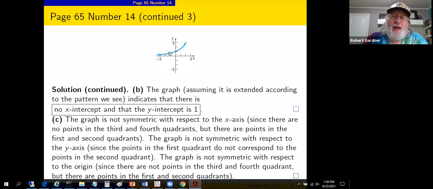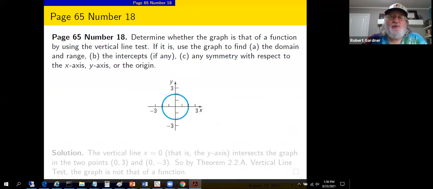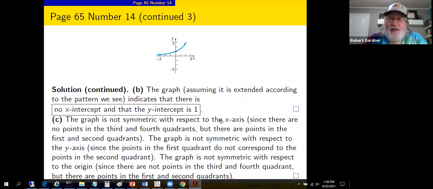Also, whatever happens here in the second quadrant, there would have to be corresponding behavior down here in the fourth quadrant, and there's nothing in the fourth quadrant. So it doesn't have symmetry with respect to the origin either. So it has none of those symmetries. And that's everything they ask us about this one.